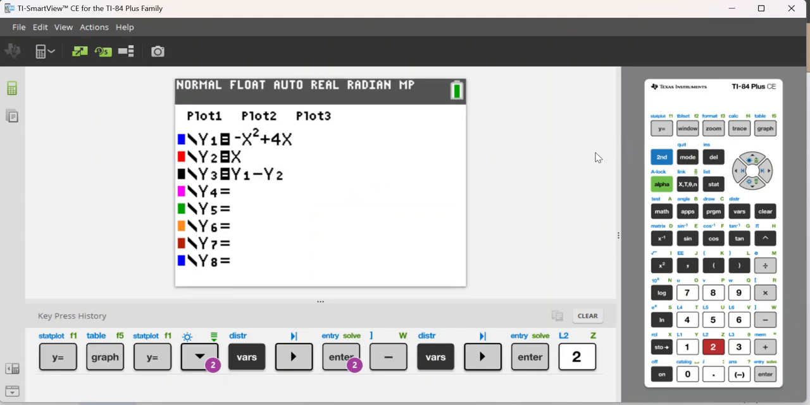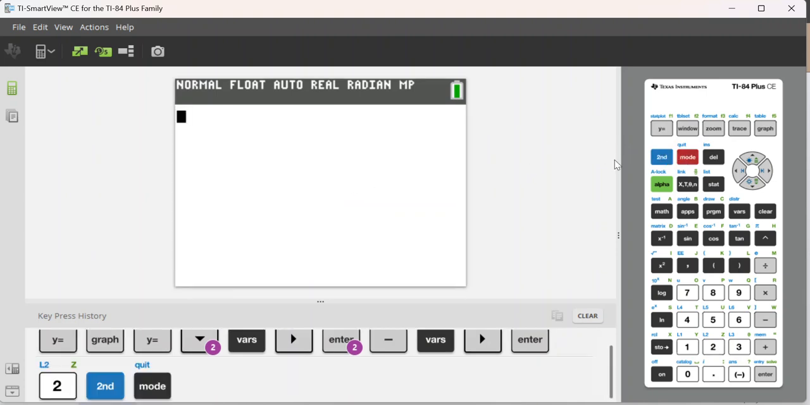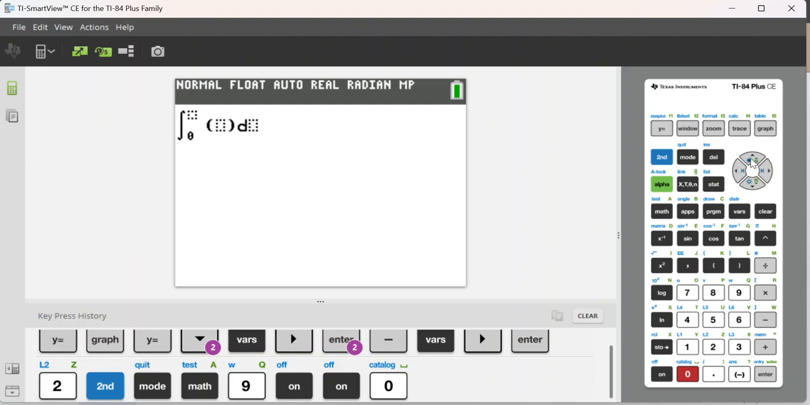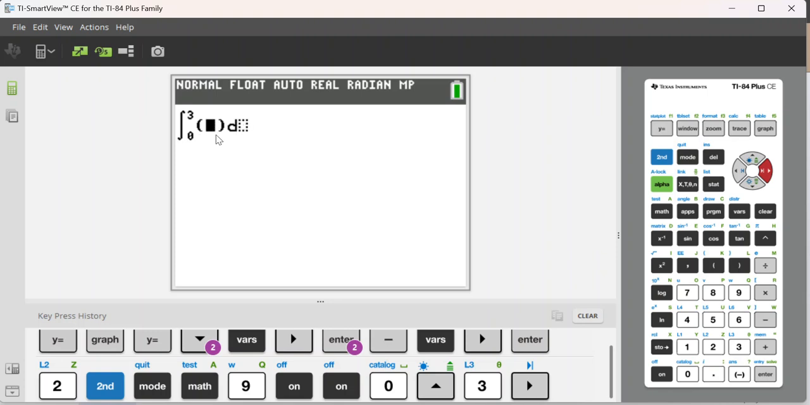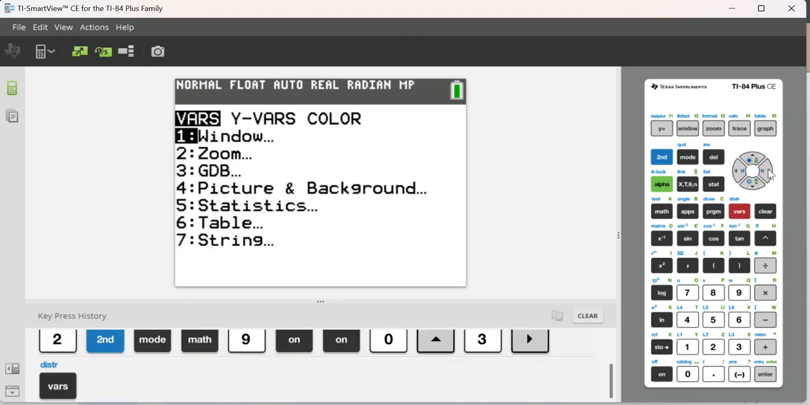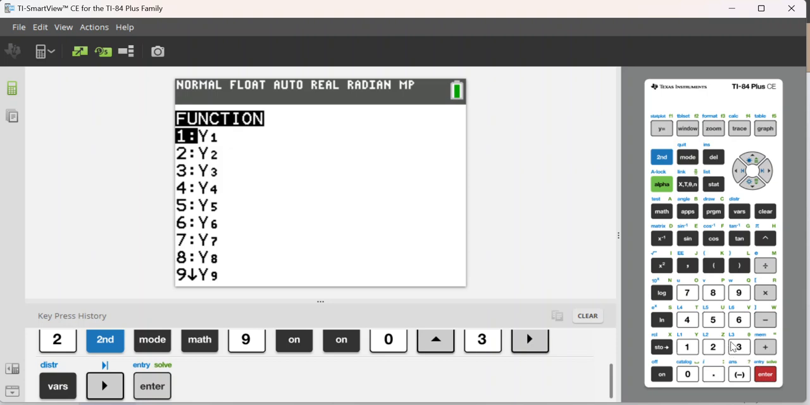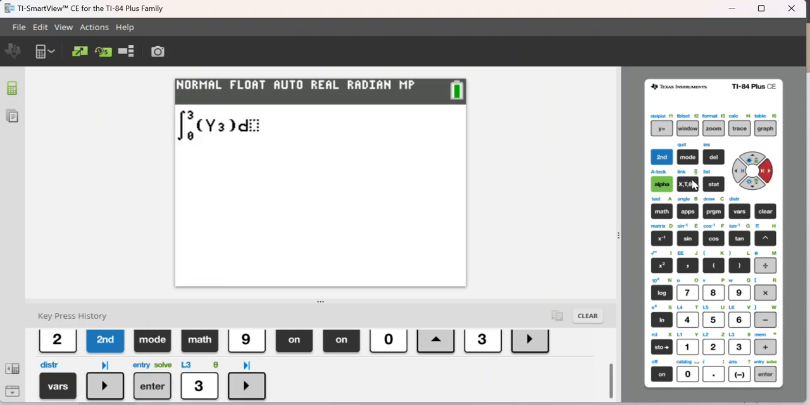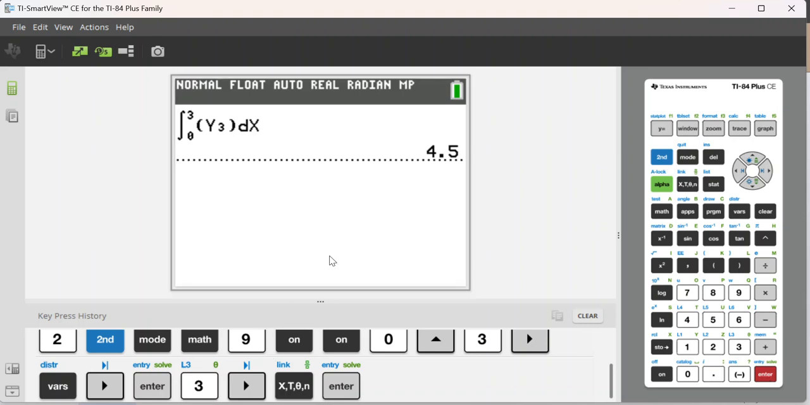And then I'm just going to quit out of here, so second quit, and then I'm going to have my calculator do this integration for me. Math 9 gets me an integral, and I want to go from 0, and I think it's to 3 where they intersect, and instead of doing y2 minus y1 or y1 minus y2, I'm just going to go, I want function 3. Integrating with respect to x, click enter, and we get an area of 4.5.